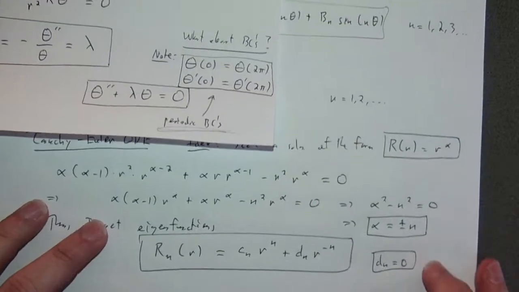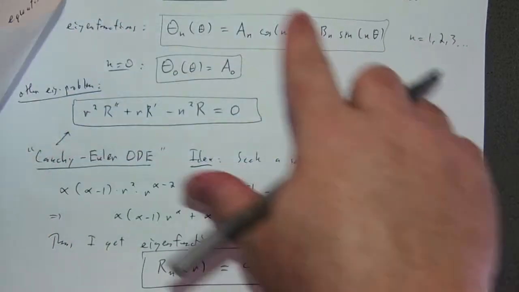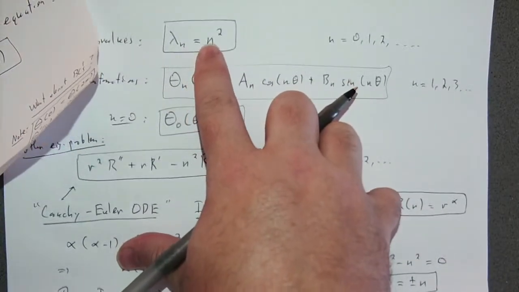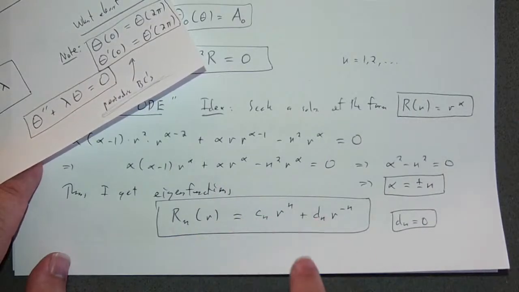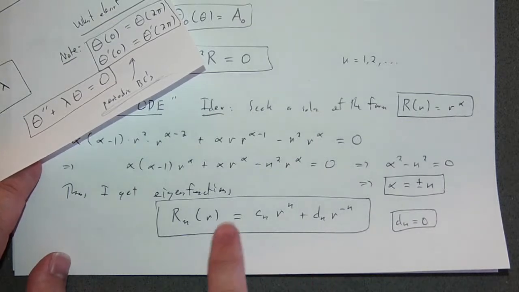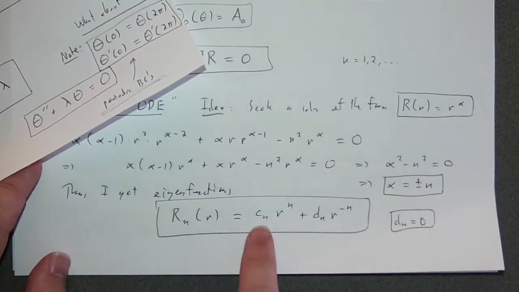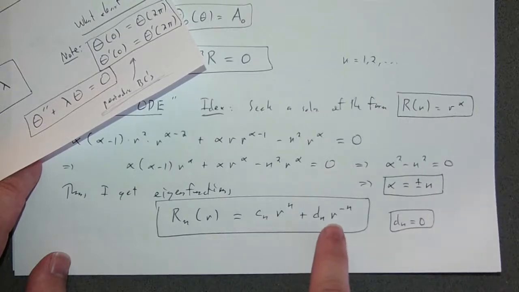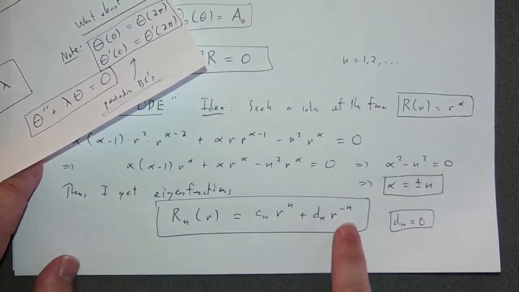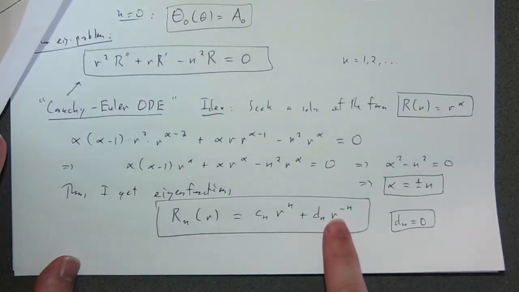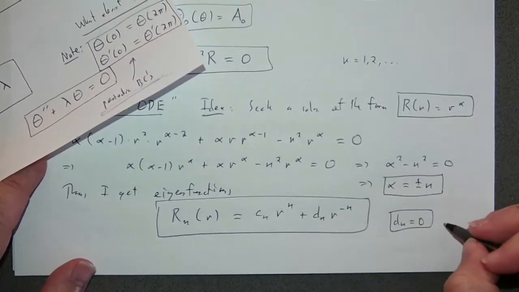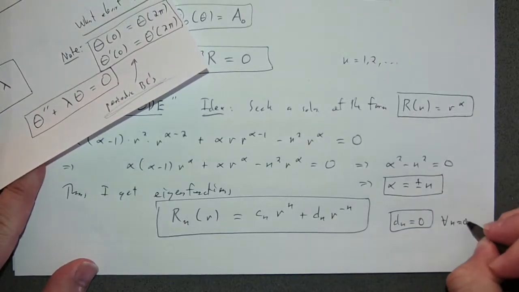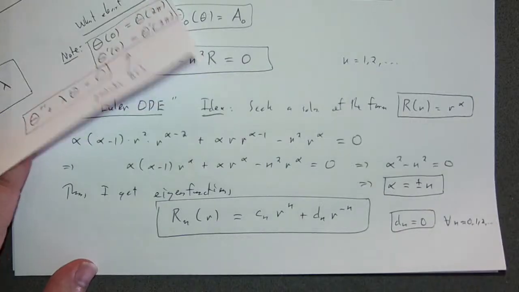If the eigenvalue we choose is the 0 eigenvalue, then what do I get in this expression? I would get a function that's like c naught plus d naught ln of r instead, right? The log of r. But again, that would blow up at r equals 0. So we have to set this equal to 0 for all n, n equals 0, 1, 2, and so on.